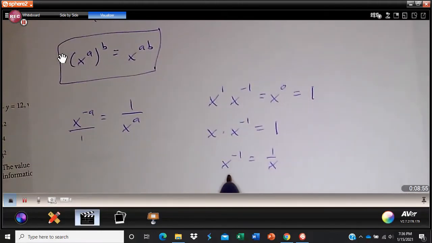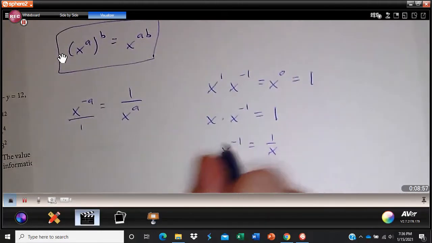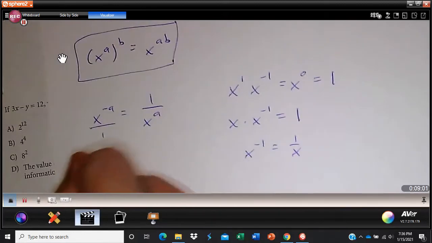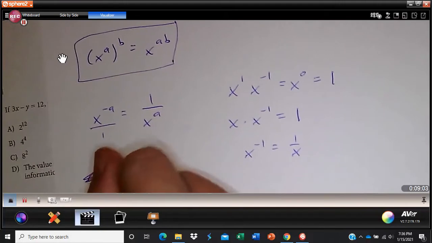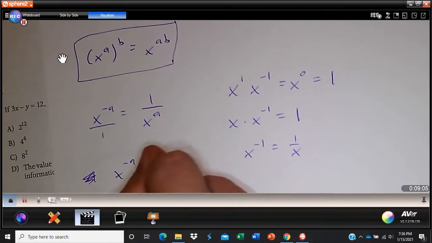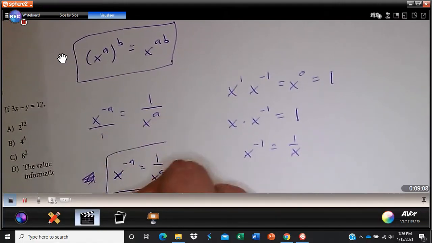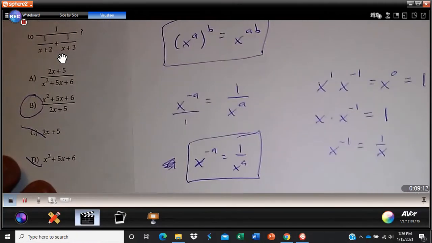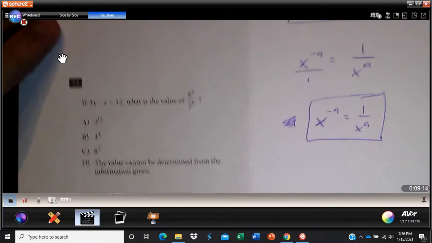So that's just a quick example where in this case a is 1 and it just came on to the bottom part. So x to the minus a is equal to 1 over x to the a. So those are kind of the 3 big rules with exponential algebra that I like to remember. And now we can go back to our problem.